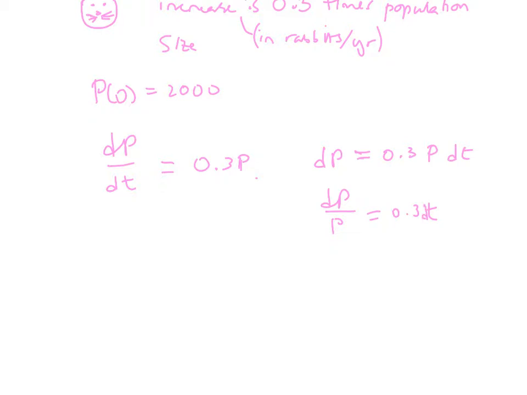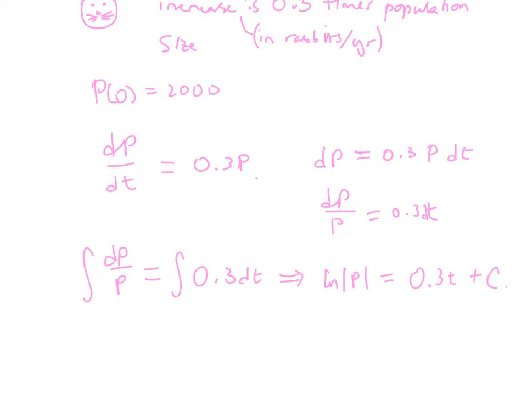There we go. And then integrating on both sides gives me the integral of dP over P equals the integral of 0.3 dt. And then going ahead and finding the antiderivatives, I get natural log of absolute value of P equals, I believe, just 0.3t plus C. We have to have that constant on at least one side of the equation.